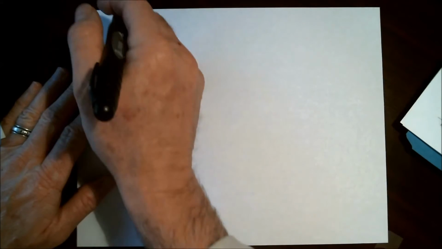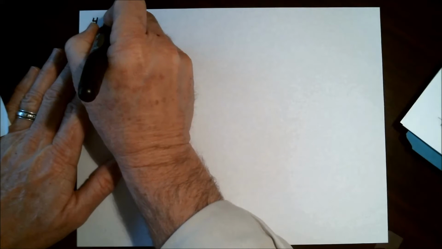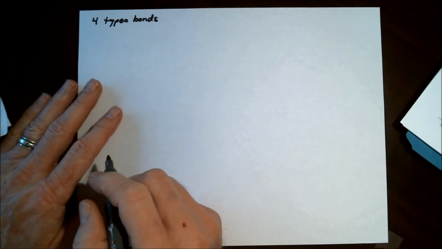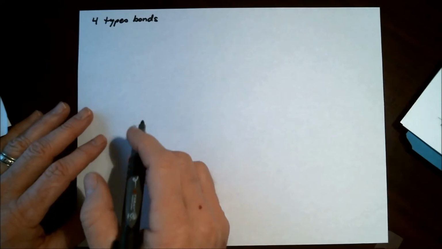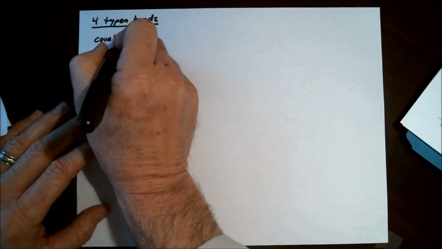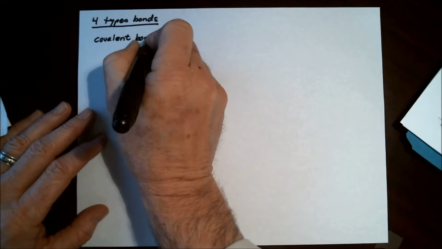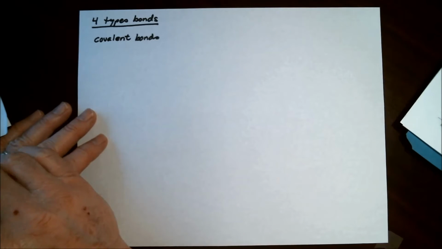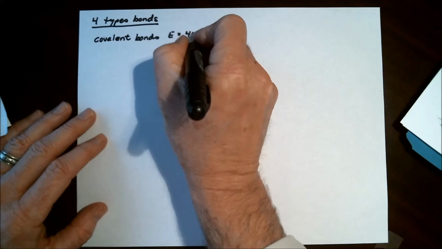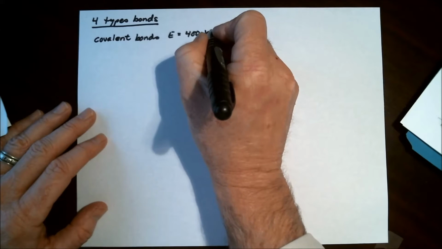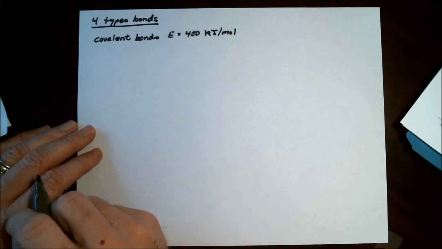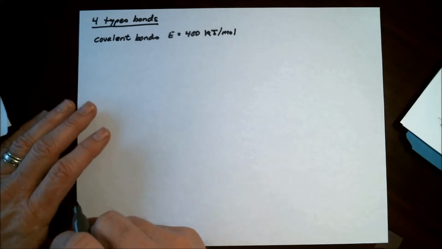Now let's examine the 4 types of bonds that we will encounter in biochemistry. In order to appreciate these bonds, let's compare them to what we're familiar with, the covalent bonds. The energy of a covalent bond is approximately 400 kilojoules per mole. We know this is a very tight bond, very high energy. It takes a lot of energy to break these bonds.